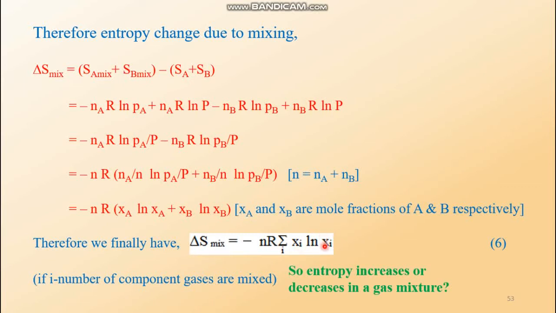Look, this is the mole fraction of any component of the gas, and mole fraction always has a value less than 1. So it's a fraction, and the log of any fraction is always negative, and this negative term is cancelled by the leading negative sign. That means overall it is a positive term, isn't it? So delta S mix is positive, that means entropy always increases.